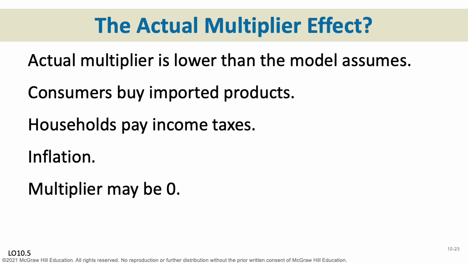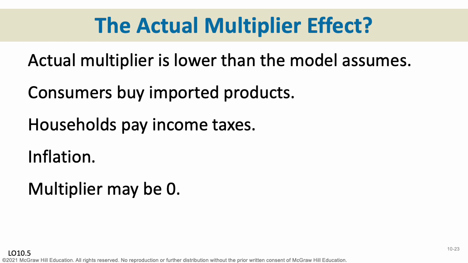Number one, consumers buy imported products as well as domestic ones, and that causes money to leak out of our economy into others. Households pay taxes. We weren't taking taxes into account there. So once taxes get taken into account, it greatly reduces the amount of money that'll multiply back. Inflation exists, so we're going to cover inflation more, but we've already touched upon it. And remember, inflation is money losing value over time, so that can dampen the multiplier. So actual multipliers may be a fraction of what you calculate on paper, or may even be 0. So in reality, it works a lot less well than in theory.